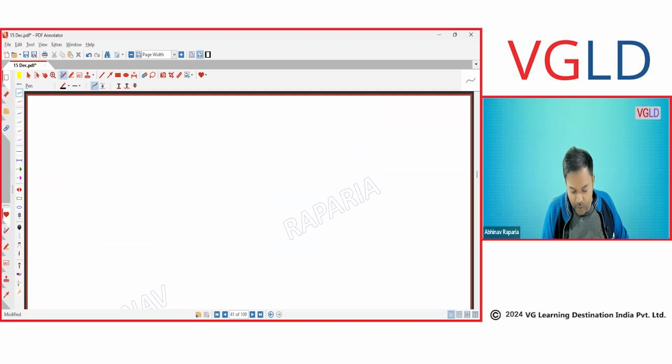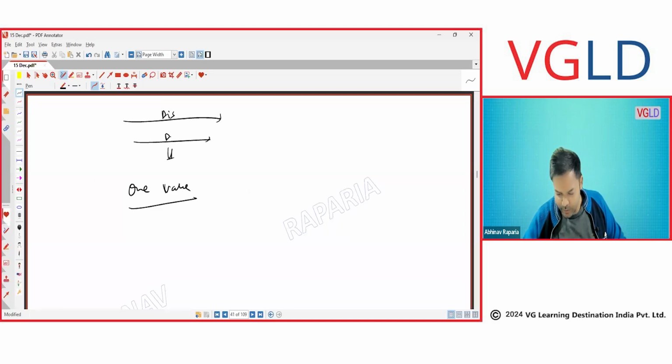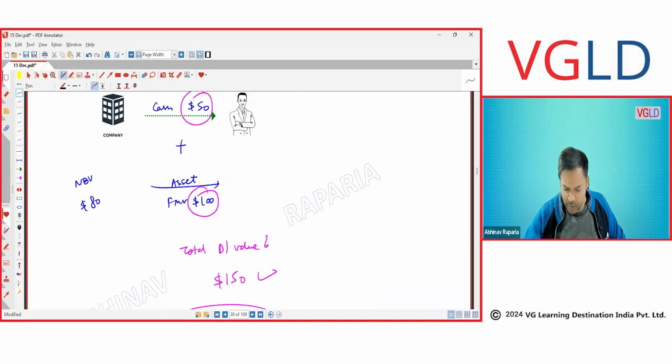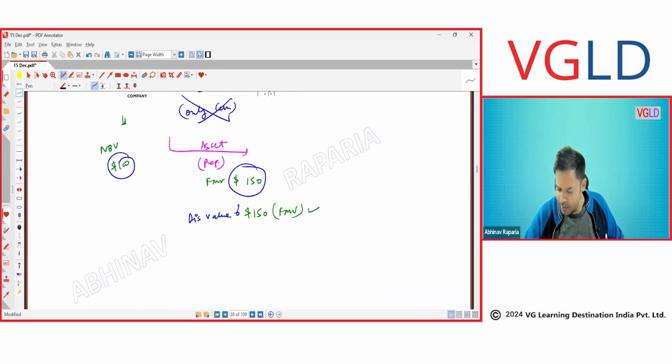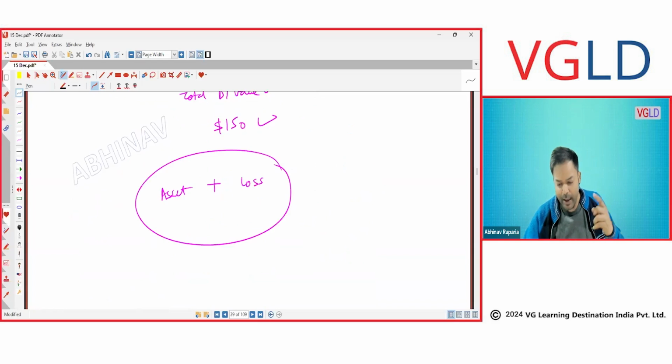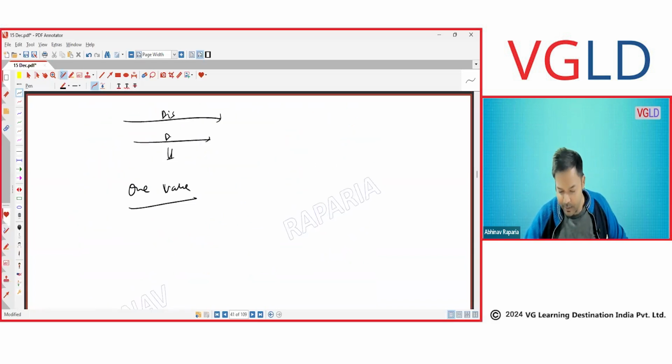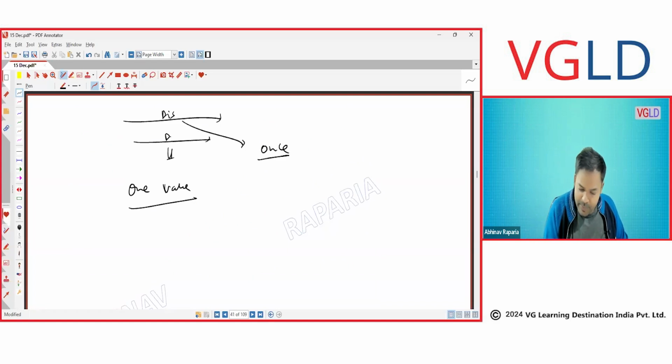Now, I'm continuously telling you that this is the distribution value. And I'm continuously giving you one value of the distribution, guys. Here also, we are having one value, 120. Previously also, I'm having 150 only. Here also, I'm having 150. So everywhere, I'm saying you are making the distribution only once. But is it mandatory that the company makes the distribution only once?